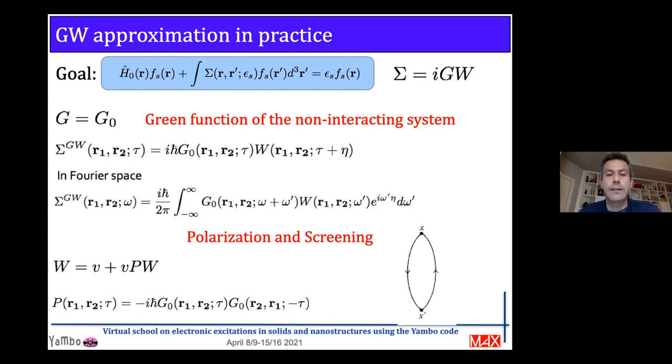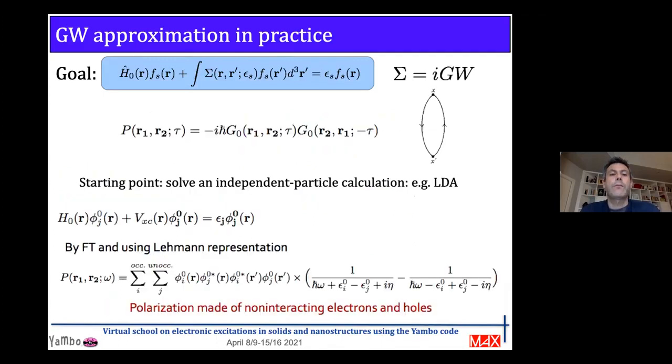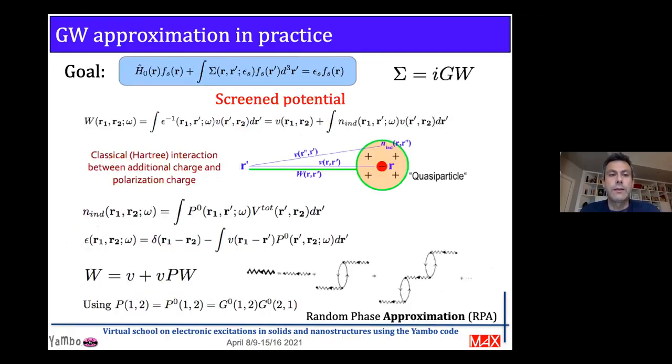Now W provides the polarization and screening. It is a Dyson equation contained in the Hedin equations. And now the polarization, with our choice that G equals G0, is defined as G0 G0. So the starting point is here. We solve the independent particle calculation, a Kohn-Sham system, for instance in the local density approximation. And we can build our polarization made of non-interacting electrons and holes in this way that I show here below.